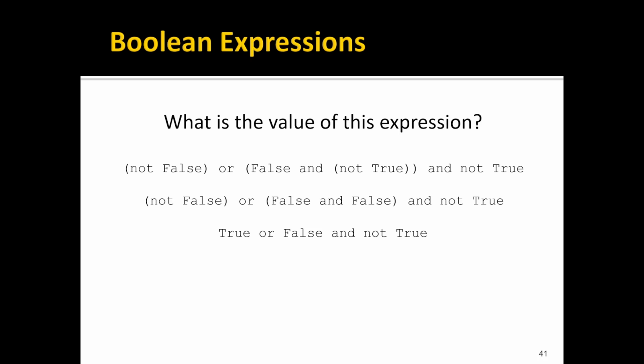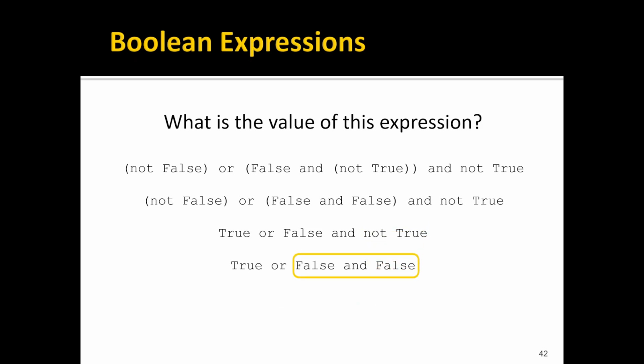In order to resolve this expression, we have to know the precedence rules for these logical operators, and that's as follows. So not will happen before and, which will happen before or. So not has the highest precedence, then and, then or. So in this statement here, the not true will happen first, so we'll have true or false and false.